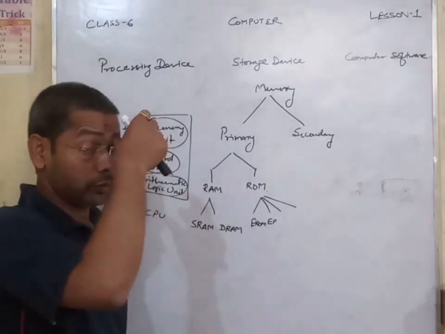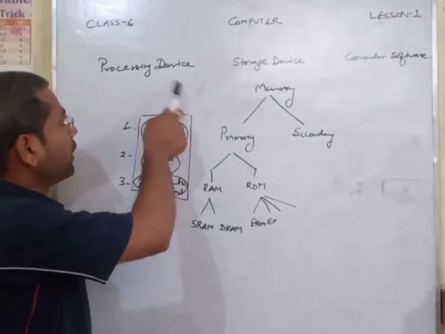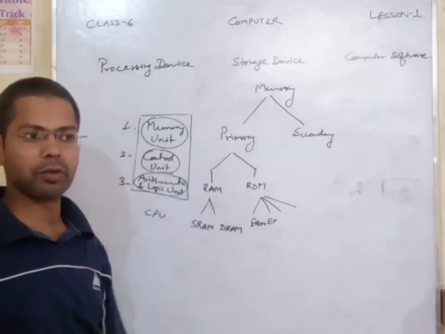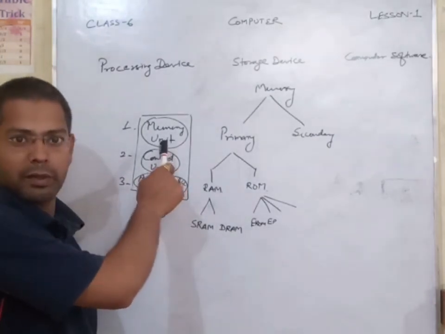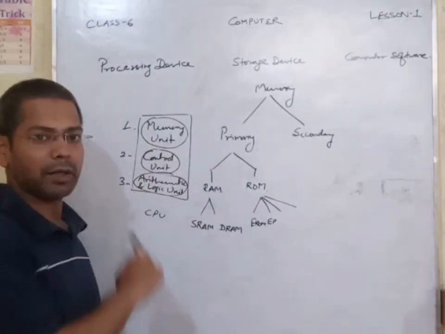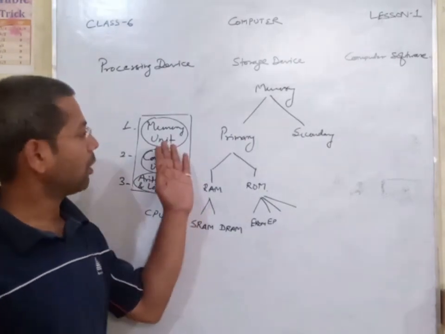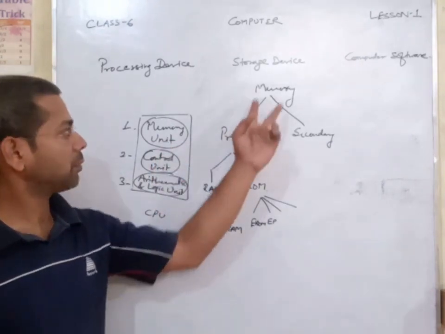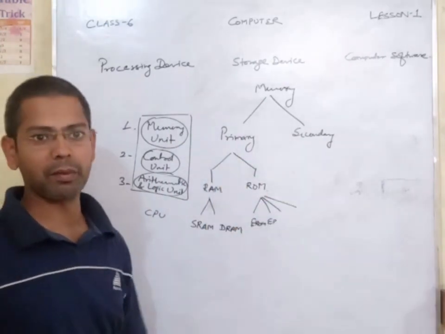Now we will discuss the storage device. After completing the processing device, we will discuss the storage device. There is one part of the processing device, let me go back: the memory unit. The memory unit controls the memory part. It is further divided into two parts: primary memory and secondary memory.